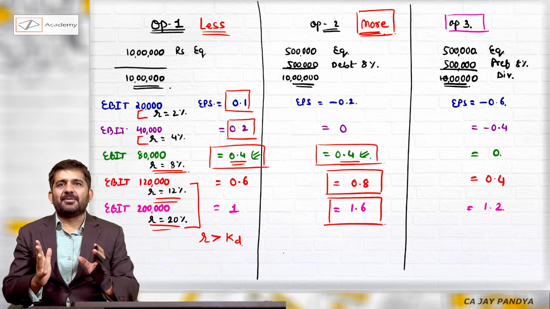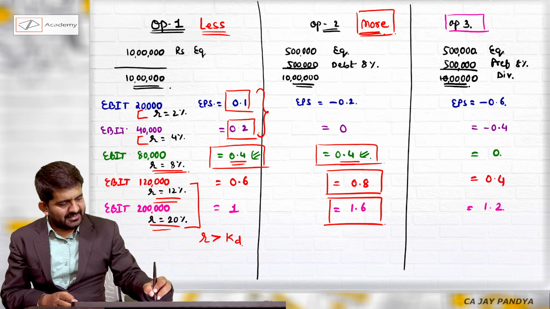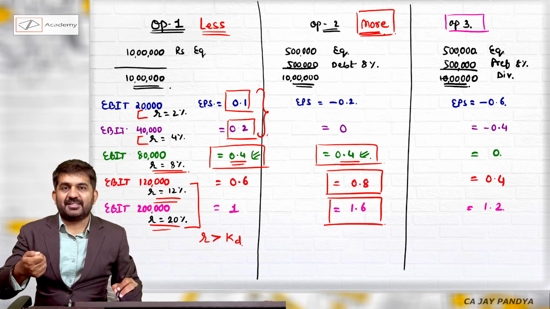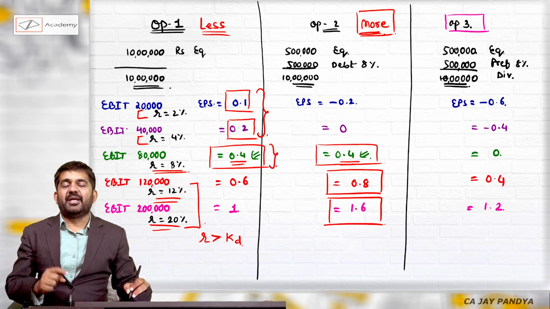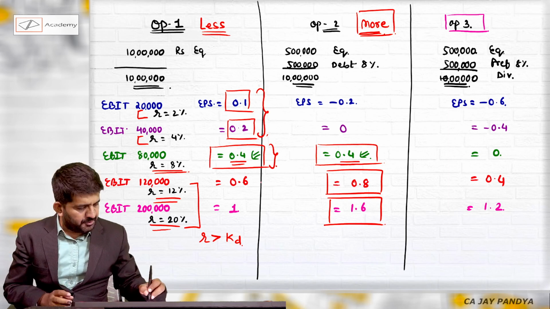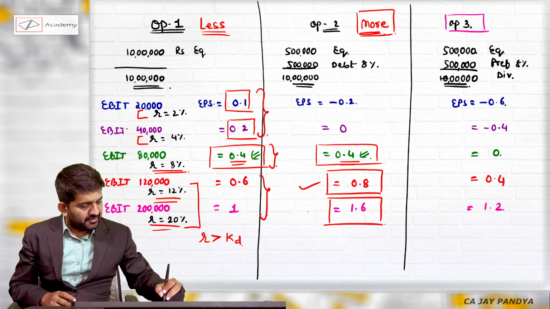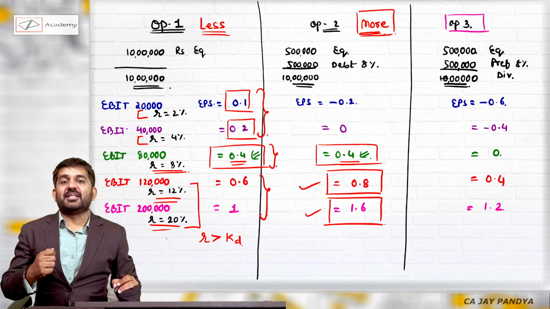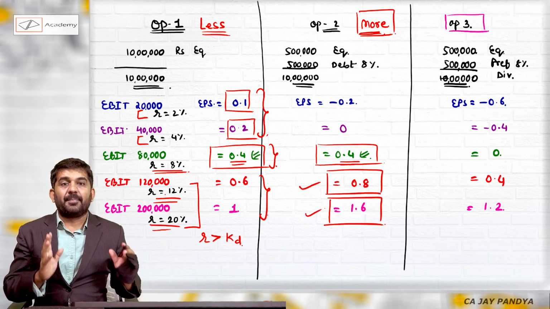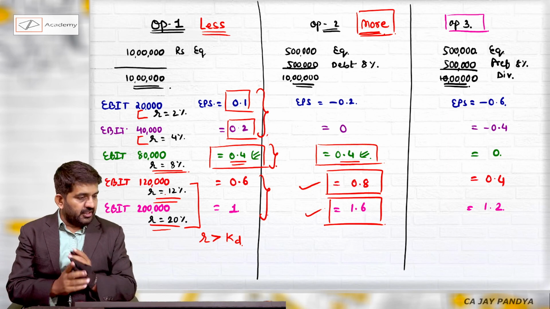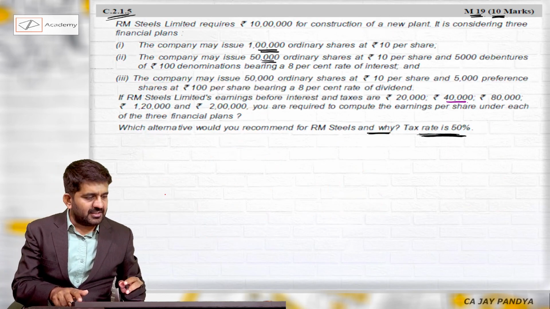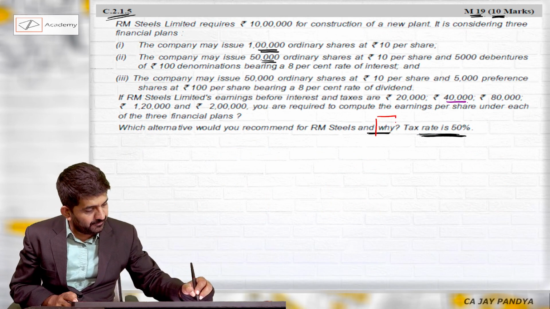So a very simple idea: if R is less than KD, go for the less risky option. If R is equal to KD, go for any option. If R is greater than KD, go for the higher risky option. This is nothing but trading on equity, a practical question on trading on equity. They are also asking us in the question why.